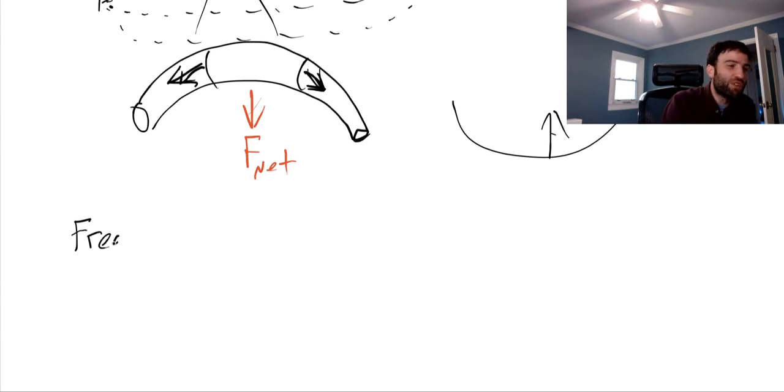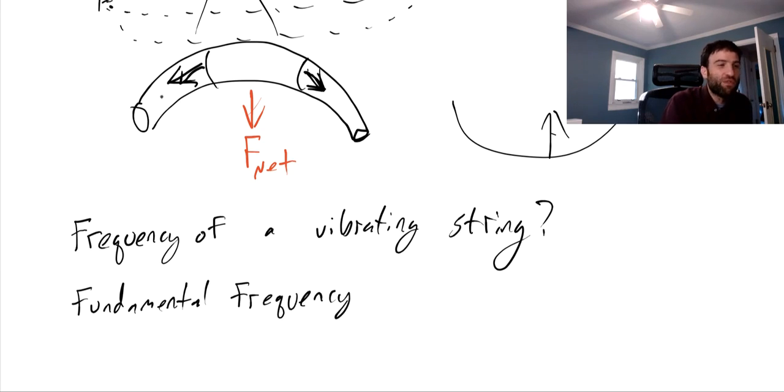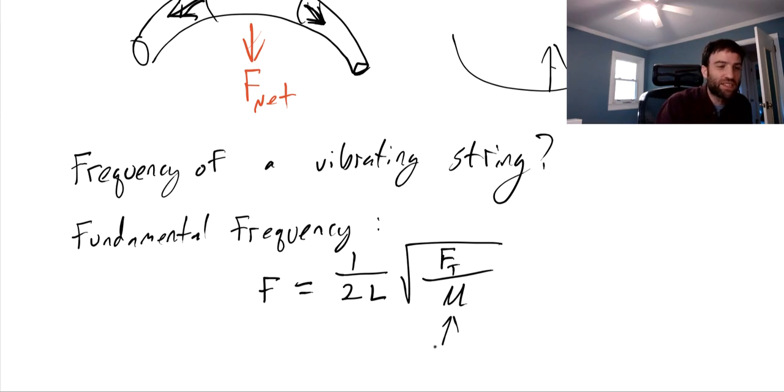So what is the frequency of a vibrating string? Well, the frequency of a vibrating string, what we might call the fundamental frequency, which is the frequency of this shape that I've just drawn going back and forth, and you'll see why I'm specifying fundamental in just a moment, is given by the following expression. We've got 1 divided by 2 times the overall length of the string, multiplied by the square root of the tension in the string divided by the linear mass density.